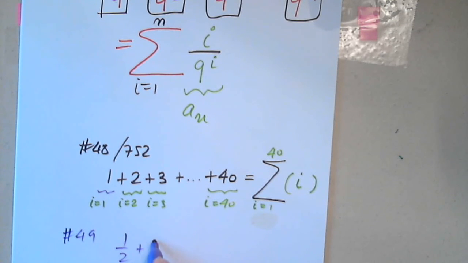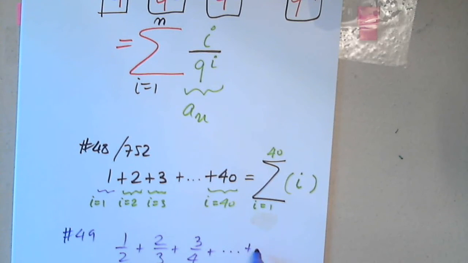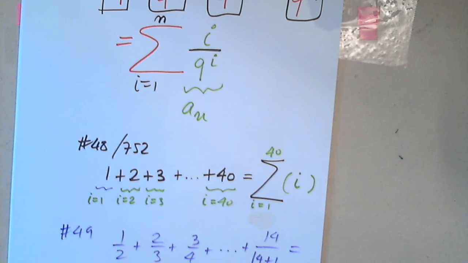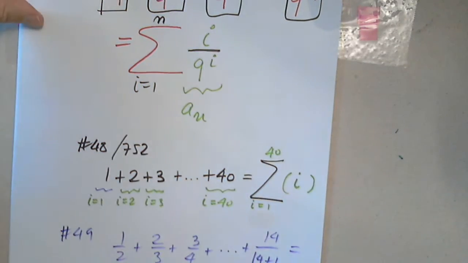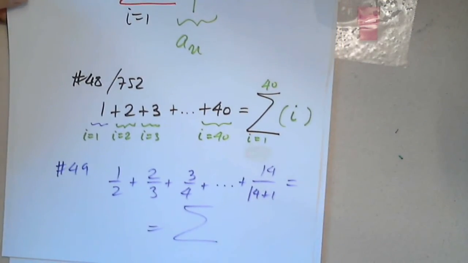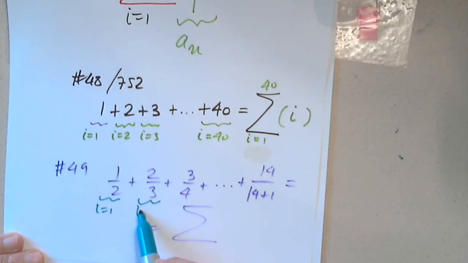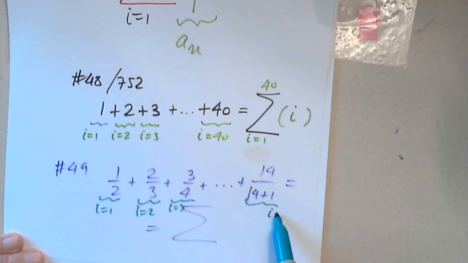1 over 2 plus 2 over 3 plus 3 over 4 plus dot dot dot plus 14 over 14 plus 1. Again, they want the sum, the summation notation. Again, my analysis says, well, I think that this should be when i equals 1. If it doesn't work, I'll go back. And here when i equals what? What do you think?